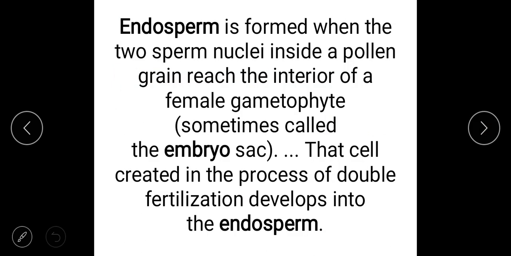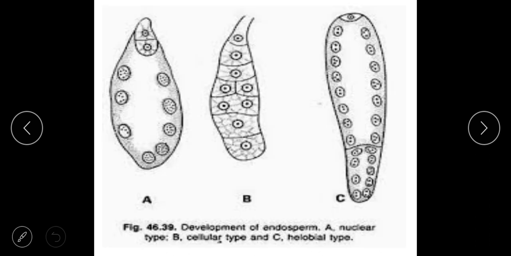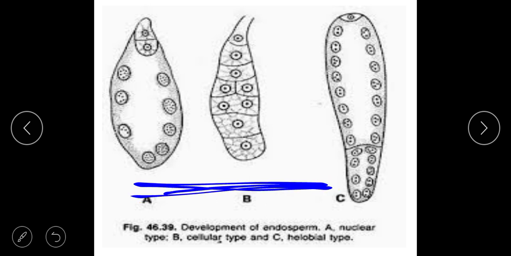We speak about the endosperm. You remember that it is the nutritive tissue which nourishes the developing embryo in the embryo sac. Now the formation of the endosperm is prior to the formation of the embryo. The primary endosperm nucleus, or the triploid nucleus, divides. There are three ways of forming the endosperm. Number one is the nuclear type. Here this is the nuclear type, this is the cellular type, and this one is the helobial type.